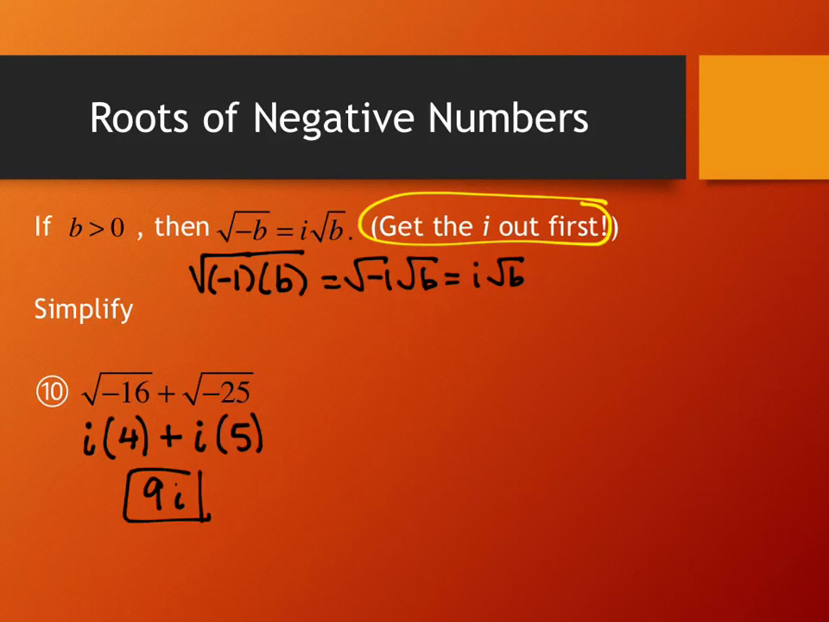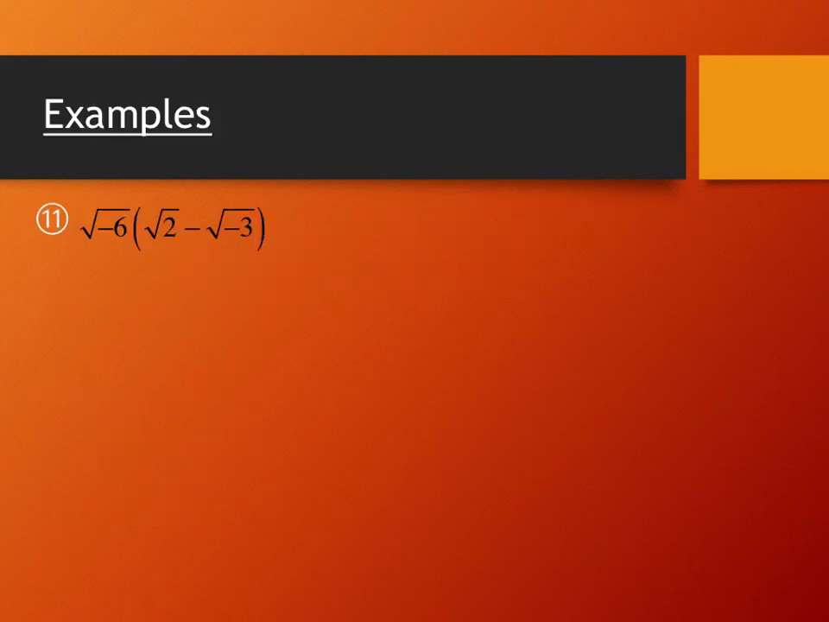That's wonderful because, of course, the radicals were actually able to be simplified, but they aren't always. Sometimes we still have numbers left underneath the radical, and that's going to happen in number 11. So we have the square root of -6 times the square root of 2 minus the square root of -3. This is a really good example of a place where we do need to be very careful that we make sure that we get the negatives out from under the radicals first.